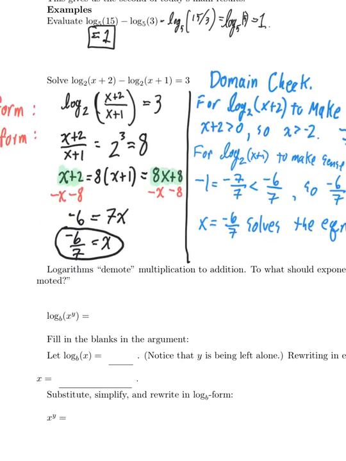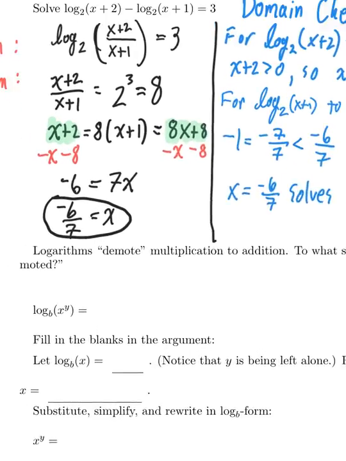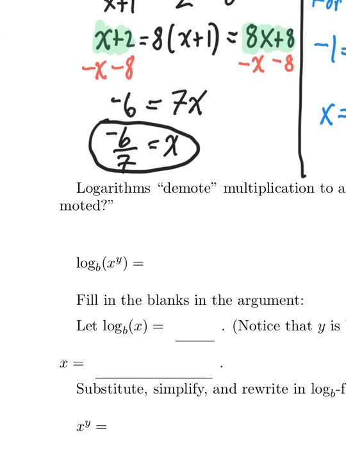So there's one last rule that I want to do in this half of the lecture, and that's thinking about exponentiation. So logs denote multiplication to addition, and multiplication is like souped up addition. Similarly, exponentiation is like souped up multiplication. It's like iterated multiplication. So it should get demoted to just multiplication. That is, I think that the log base b of x raised to the power y should be equal to y multiplied by the log base b of x.